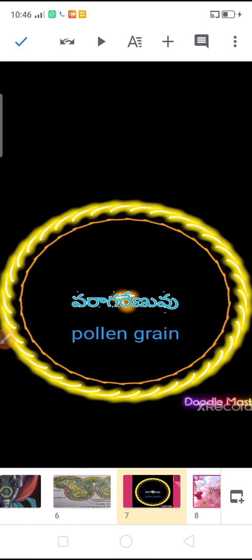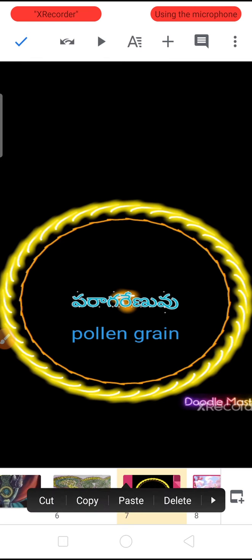The outer layer has pollen kit. Pollen kit produces an oily coating. It helps as an insect attractant during pollination and protects pollen grains from UV radiation. This is about the structure of anther or structure of microsporangia.